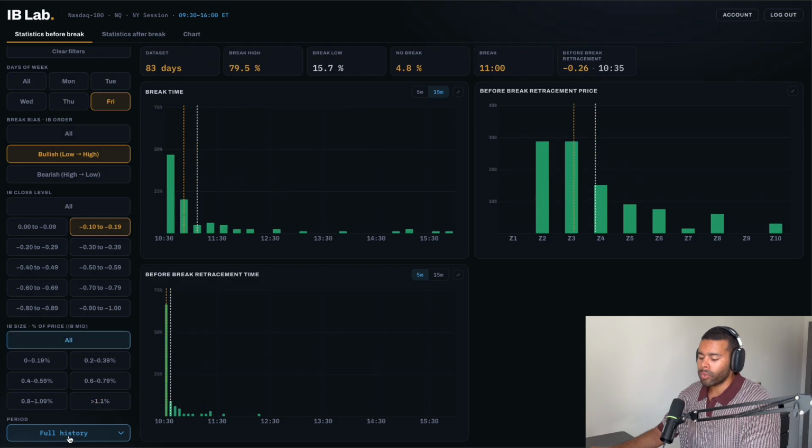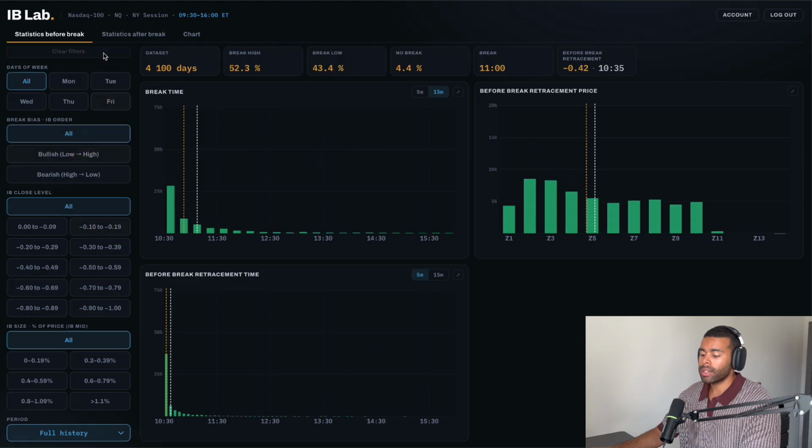And lastly, the filtration we have is that you can filter based on full history, last 10 years, since COVID, last 3 years, or last year. So you can check out the full history and you can check out maybe the more recent price. And we are not finished here. Now let's go to statistics after break.